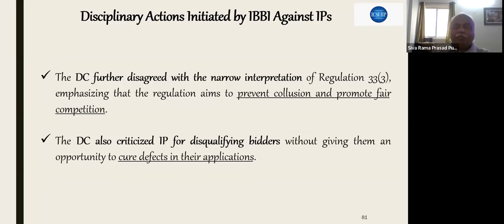Okay, they have mentioned it. But under what circumstances did you believe that they colluded with each other? Any proof? Nothing. So once we are making any remarks, that proof is to be established, or that particular information is to be recorded properly. The DC also criticized the IP for disqualifying bidders without giving them an opportunity to cure the defects in their application. Suppose there are any defects, even if the application is submitted to NCLT with any remarks, as per the Code also, they can be given some time to rectify the defects.